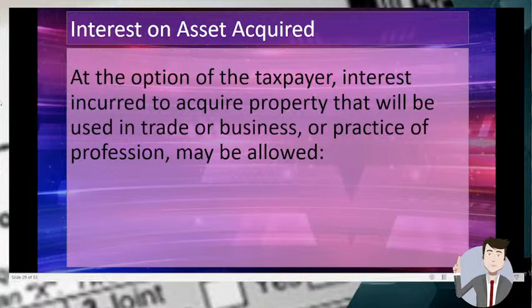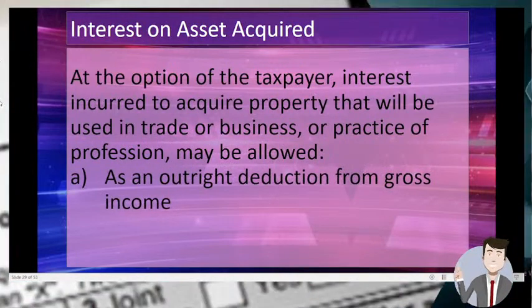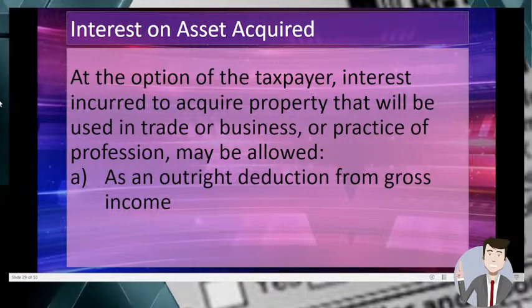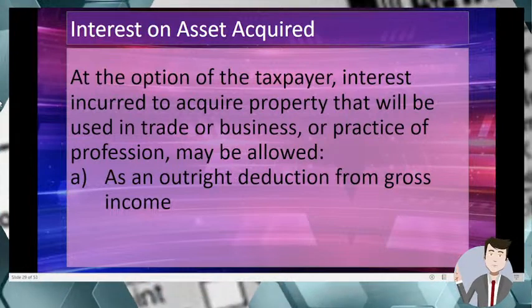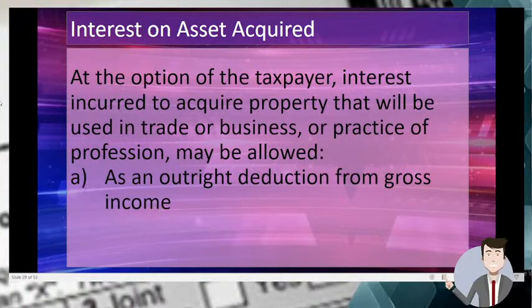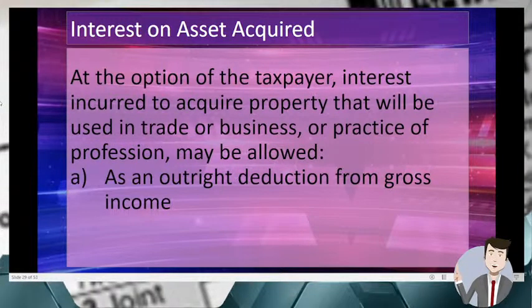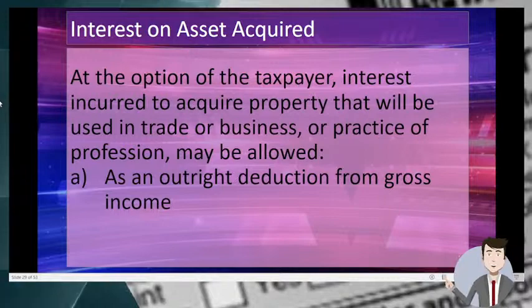So at the option of the taxpayer, interest incurred to acquire property that will be used in the trade or business or practice of operation may be allowed as an outright deduction from gross income. So using the same principle earlier, you can deduct it from your gross income. For cash, that should be the amount paid. For accrual, the amount of interest which is related or incurred during the taxable year is the amount to be deducted. That's letter A for the first option.